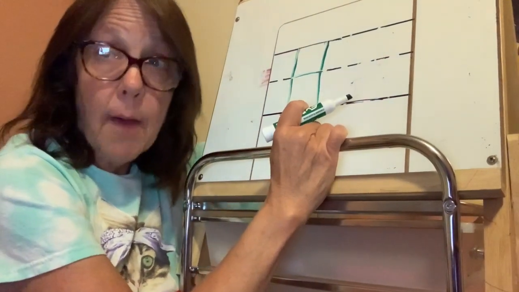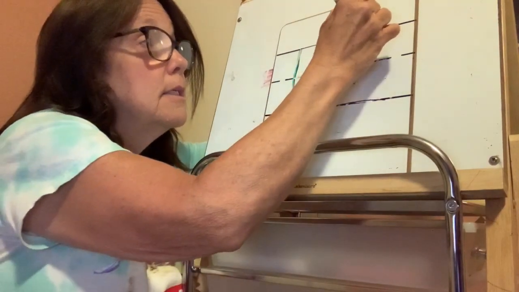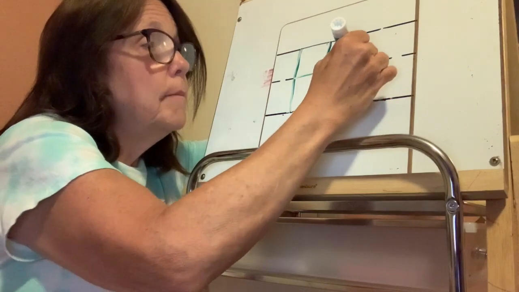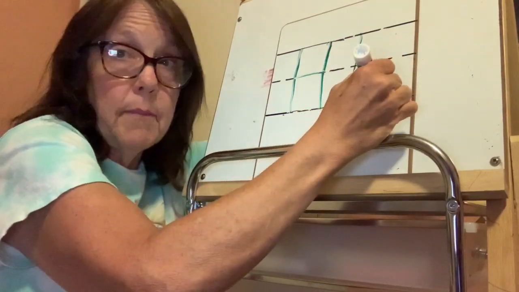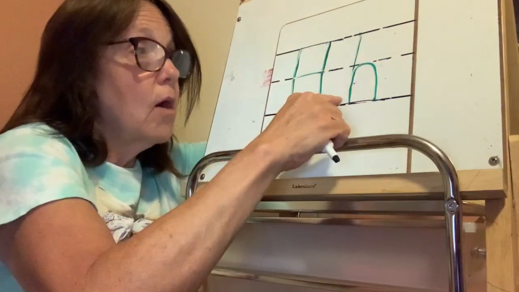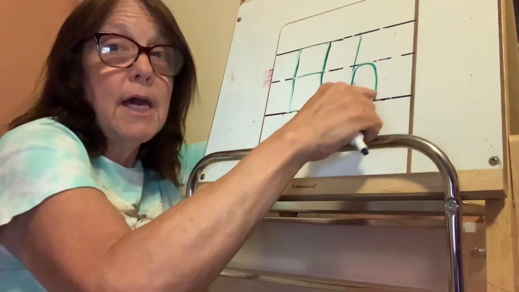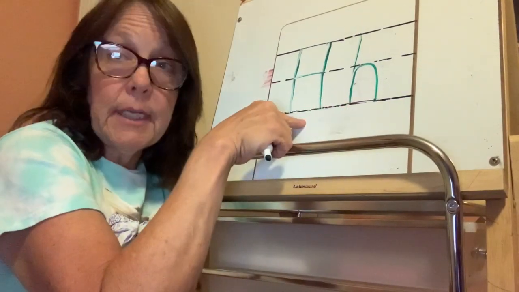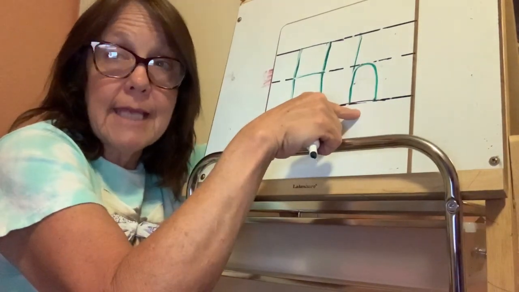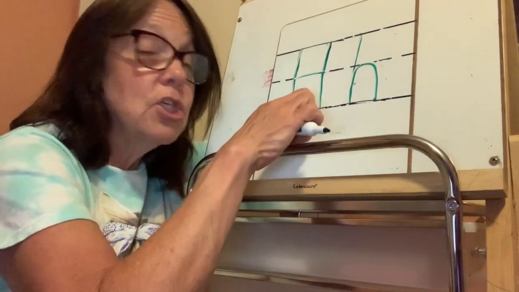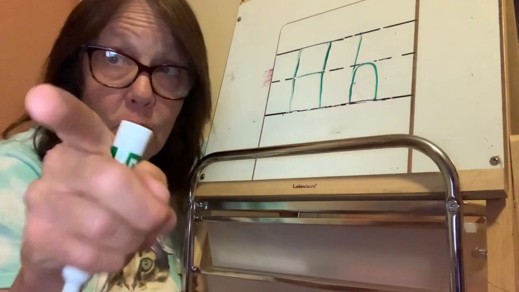Now let's try the lowercase h. We're going to start at the top line as well. Top, down, up, and hump. Do it with me. Top, down, up, and hump. And that's the lowercase h. Capital H and lowercase h. Now you get your pencil and see how many capital H's and lowercase h's you can write.